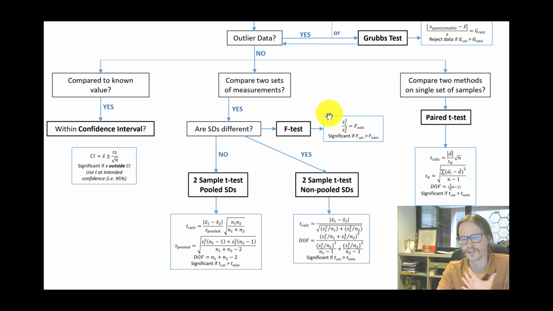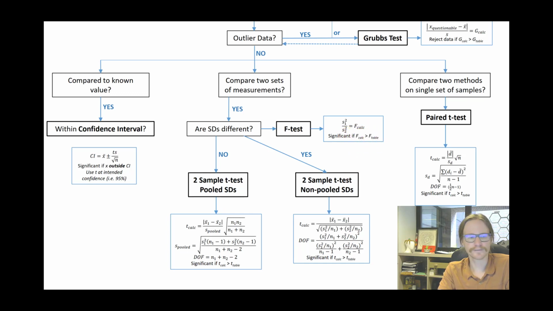My lab measured lead in drinking water, and a lab in Flint, Michigan measured lead in drinking water, and we wanted to compare our two data sets. We both have averages, we both have standard deviations. We compare the standard deviations first through the F test. We get this F calc value, so the calculated F statistic, and it becomes, again, significantly different if the calculated value is greater than the F table value.